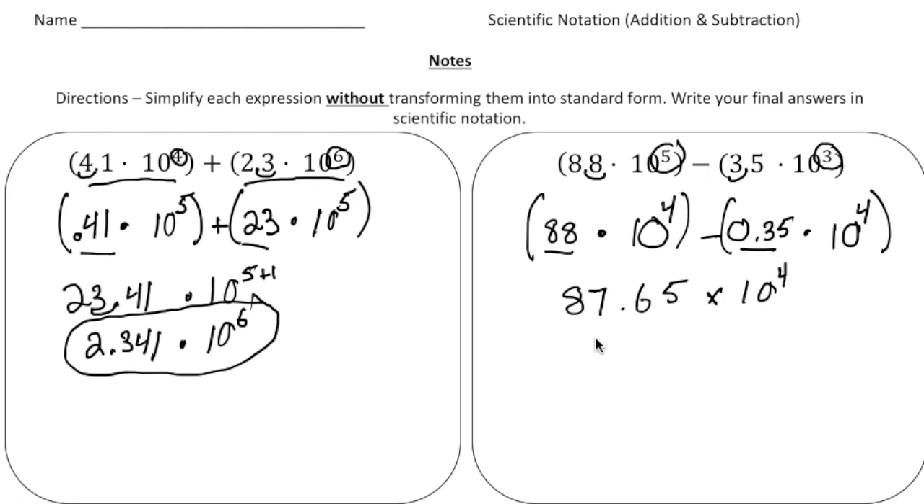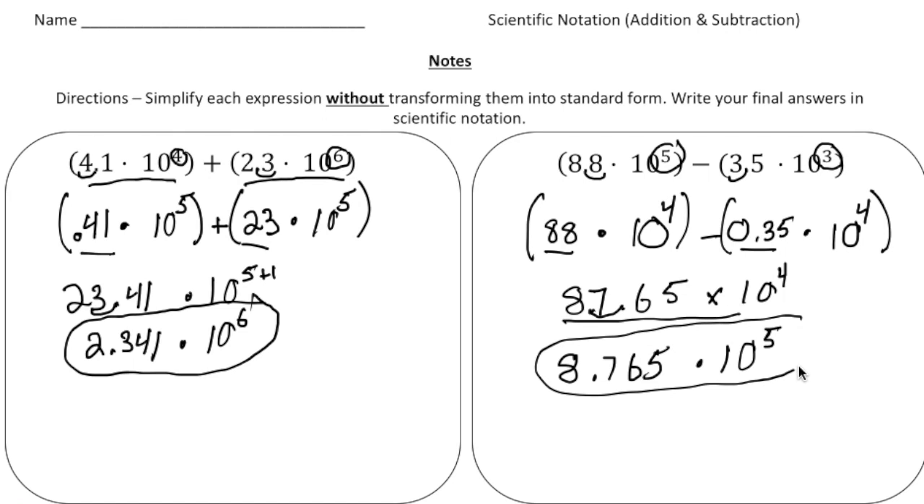And last but not least, remember, this is not written in scientific notation, right? So I'm going to divide this by 10, which makes it 8.765. But if I divide this by 10, I need to multiply this by 10 to make it times 10 to the 5th. And there's our answer.